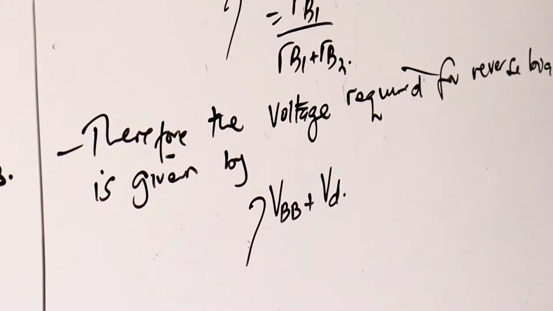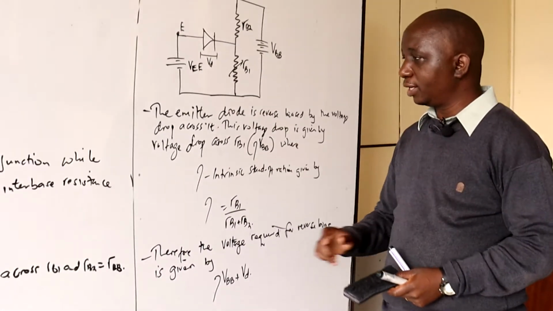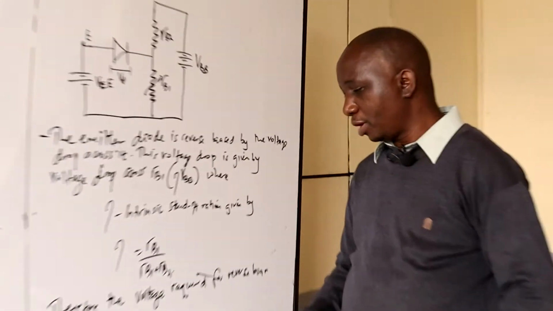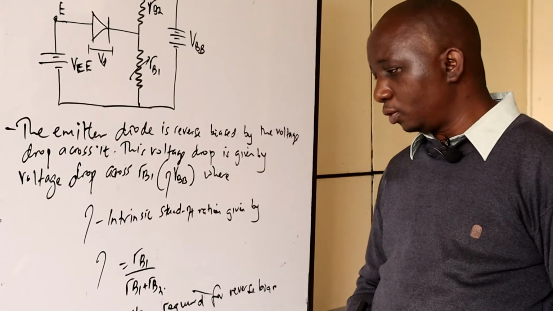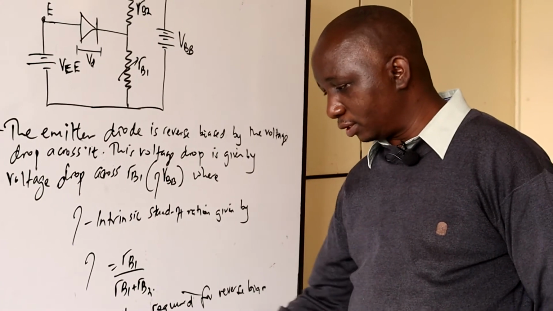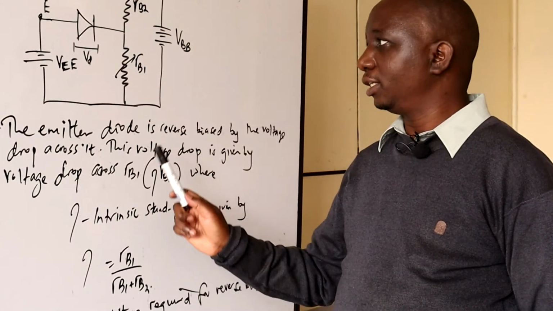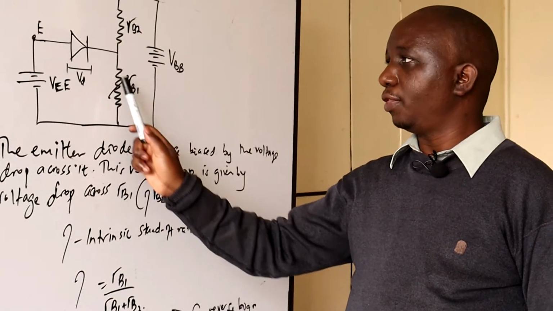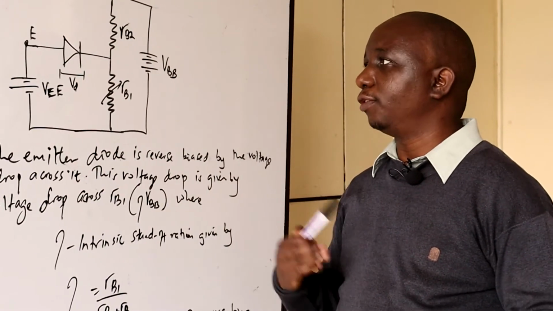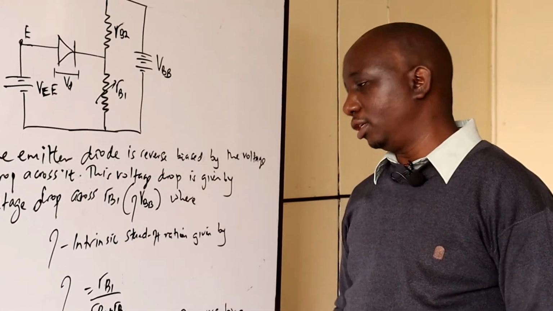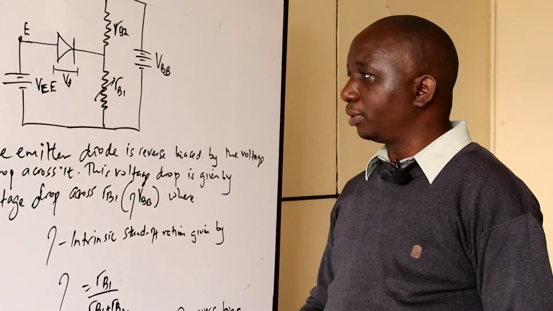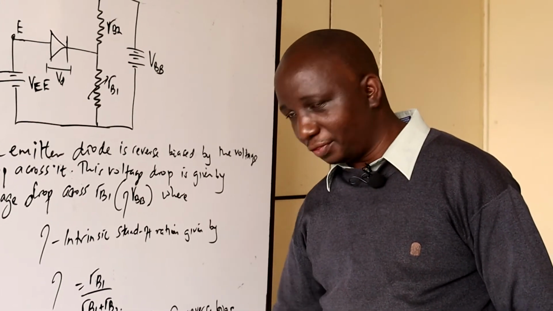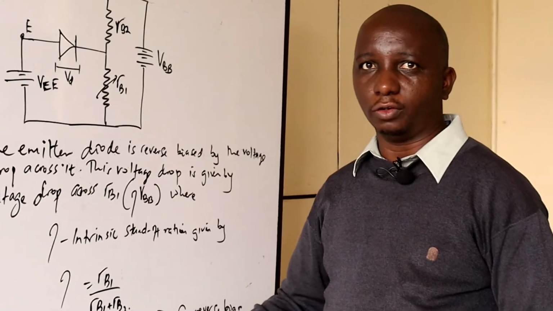So for us to turn this into operation, the applied voltage that we're going to have must overcome this. Because remember, from the circuit here, the voltage drop across here and the voltage drop across here is the one that reverse biases this device. So we must apply a voltage that is greater than the two here for us to turn it on.